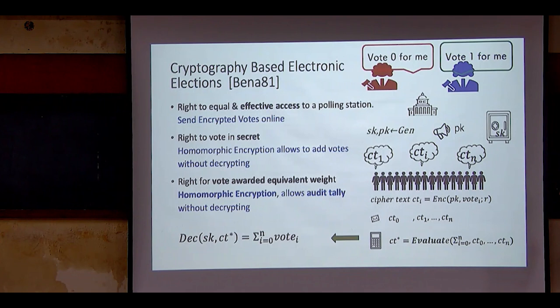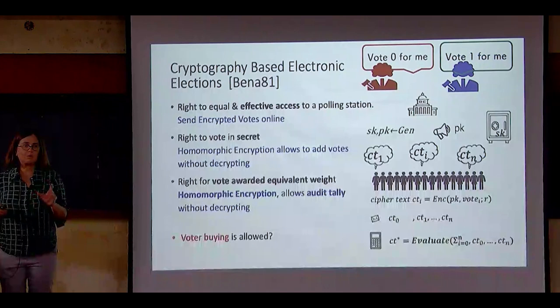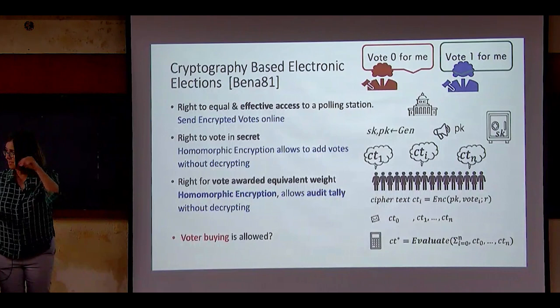Okay, so this is wonderful. It looks like the problem is solved. The one problem is that one more requirement for voting is you shouldn't be able to buy somebody's vote. So when we go into the polling station, we close the screen behind us. We are assuming there are no cameras there to see who I voted for.